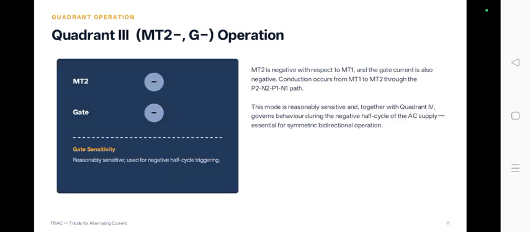Next is quadrant 3. Here MT2 is negative with respect to MT1 and the gate current is also negative. Conduction occurs from MT1 to MT2 through the P2 N2 P1 N1 path. This mode is reasonably sensitive and, together with quadrant 4, governs behavior during the negative half cycle of the AC supply, essential for symmetric bidirectional operation.